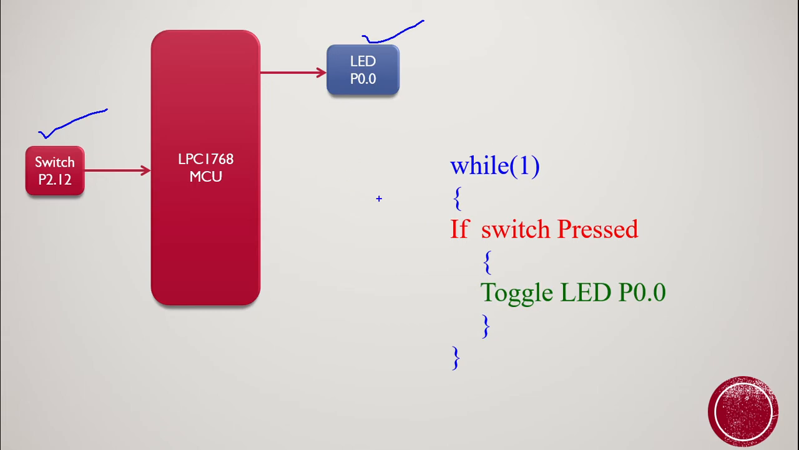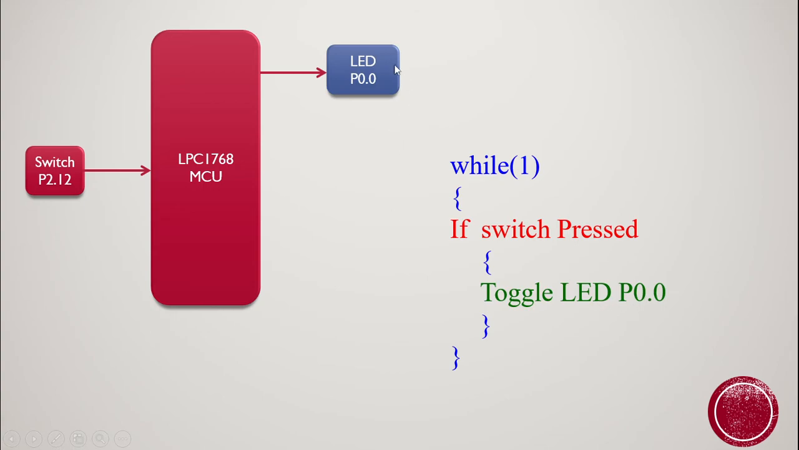Now you can see here, the simple logic: I want to toggle the LED whenever I press the switch. I have one LED and I have one switch here. I want to toggle this LED when I press the switch, and when I do not press the switch, the LED should not toggle. Very simple as that. Now you can see this is a sample code. If the switch is pressed, I need to toggle the LED.